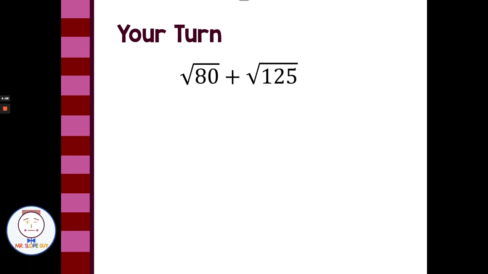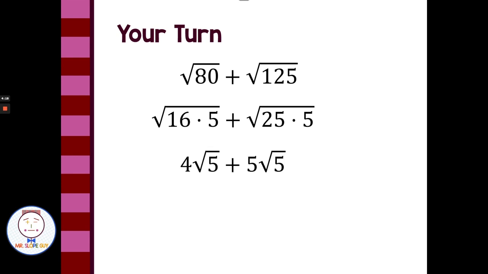So 80 has a perfect square factor of 16, so we can do 16 times 5. And 125, the largest perfect square factor for 125 is 25. The square root of 16 is 4. The square root of 25 is 5. And then 4 radical 5 plus 5 radical 5 is 9 radical 5.